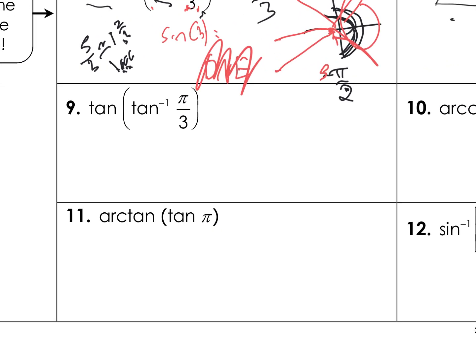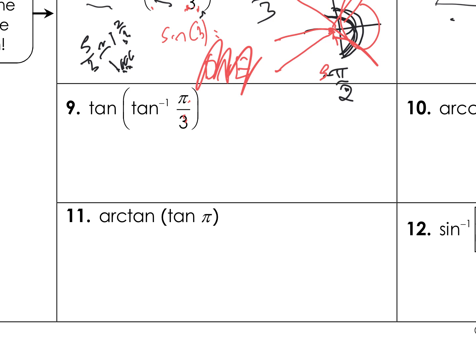Number 9. Tangent of what is pi over 3? Pi over 3 is roughly, I think, 1.7, was it? I have to use my calculator. Okay, it's not 1.7, it's not that high, but it's bigger than 1.